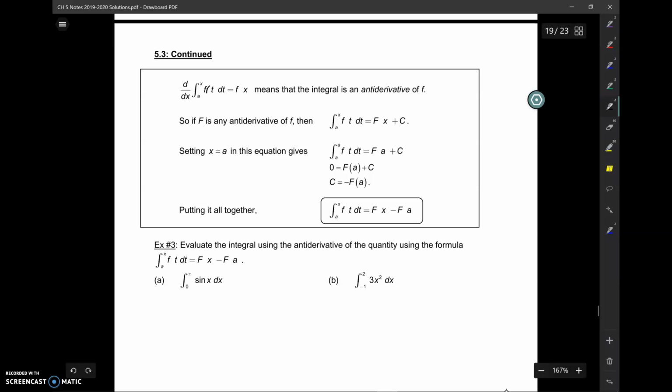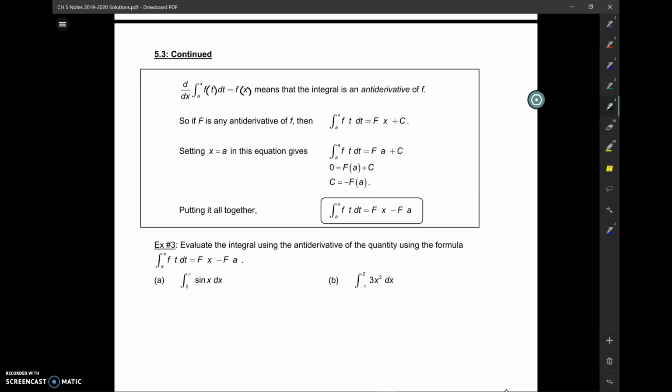I have d/dx of the integral from a to x of f of t dt. Let's just talk about that for a minute. Look at this one. I have the derivative of the integral. Well, last time we said integral means antiderivative. And now I'm taking a derivative of the antiderivative. So what am I getting back? The original function. Except, look at what happens.